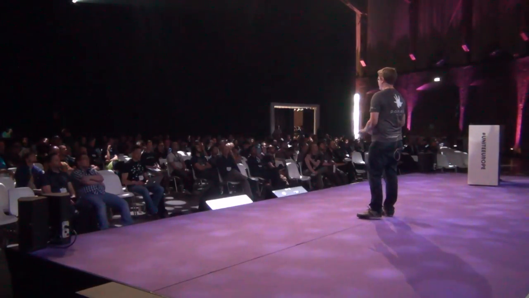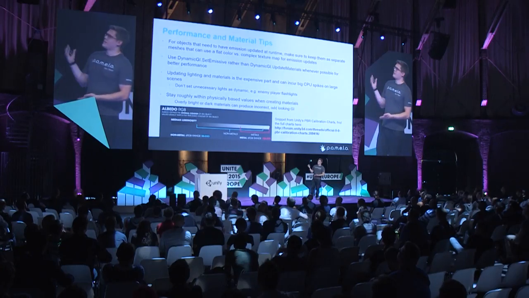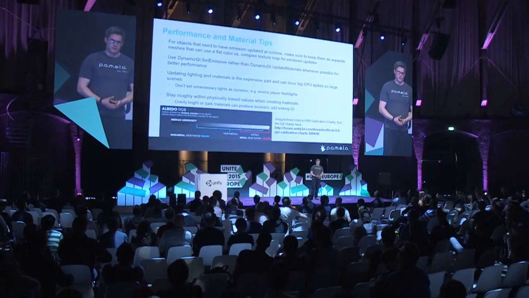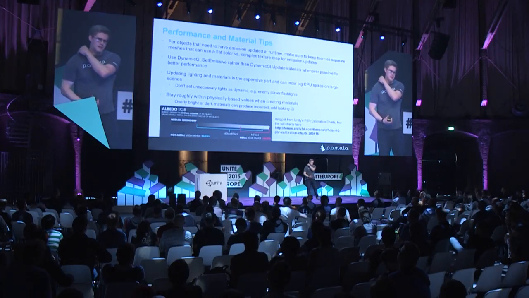One of the biggest costs of Enlighten is the actual updating process. So you want to be careful what lights you are setting as dynamic. If you have enemy flashlights, for example, it might be nice to have those set as static because it looks pretty, but when you really think about it, it's probably not the most crucial thing, and it's going to be more expensive as you're going to be having more frequent updates, as they're walking around, and maybe you're not even seeing them, for example. So just be conscious of that.